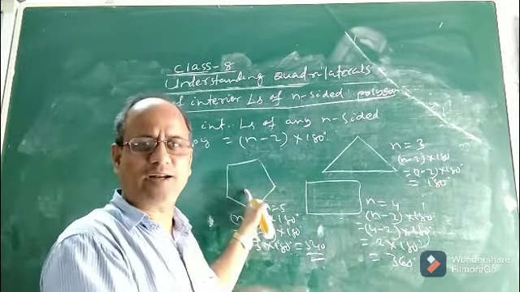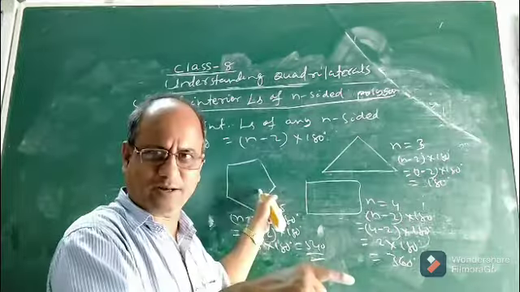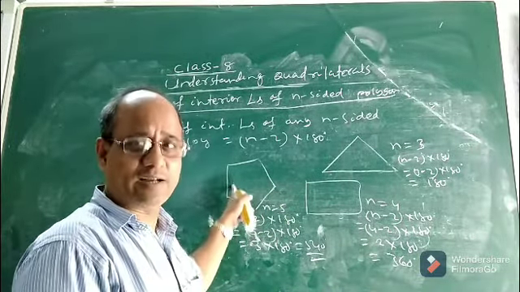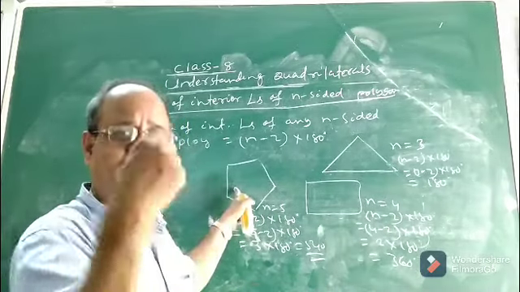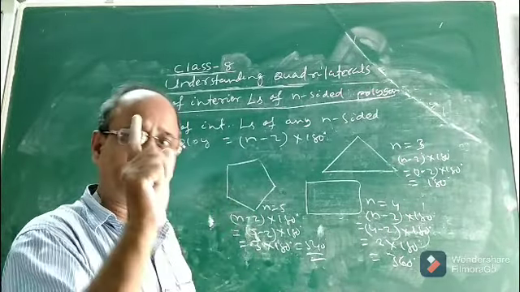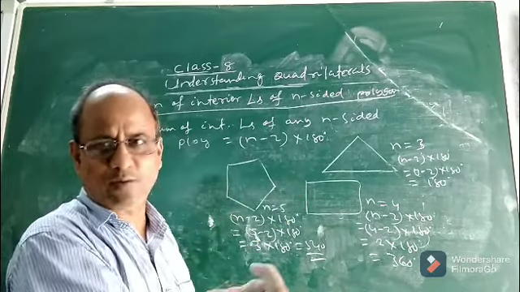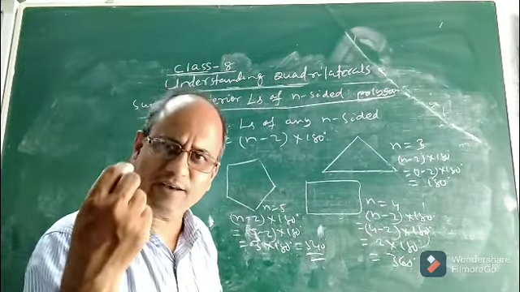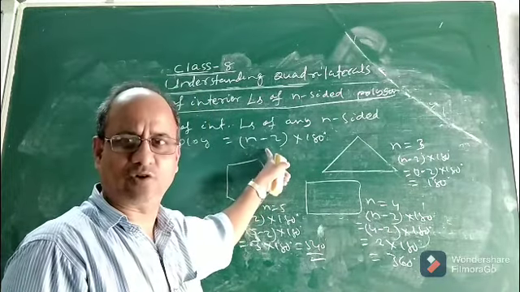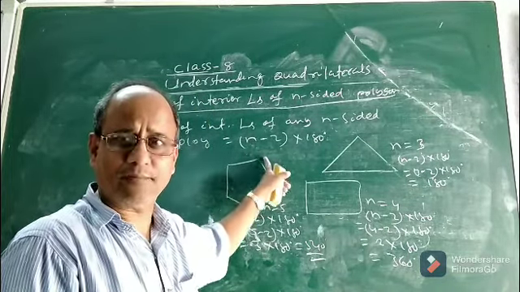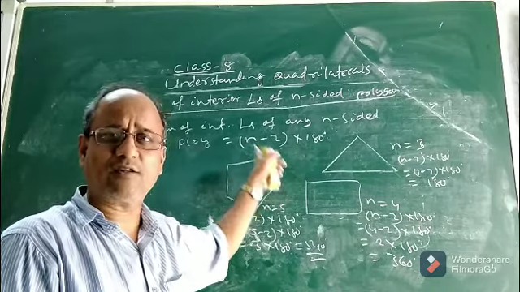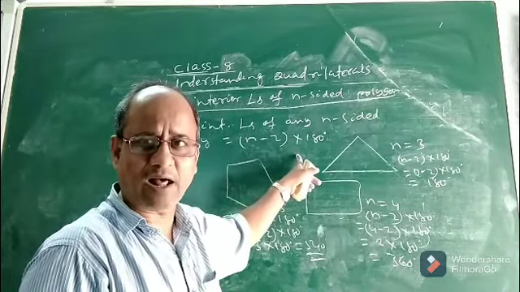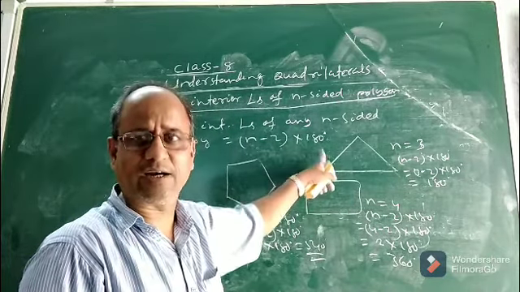Pentagon. A pentagon can be divided into 5 minus 2. n minus 2 means 5 minus 2, it is 3. That means it can be divided into 3 triangles. So if the pentagon can be divided into 3 triangles, then the sum of 3 angles of each triangle is 180. So 3 triangles will be 180 into 3, that is 540 degrees. So it is very clear that the formula is correct. So we have to remember that the sum of interior angles of any n-sided polygon can be found by this formula, which is n minus 2 into 180 degrees.